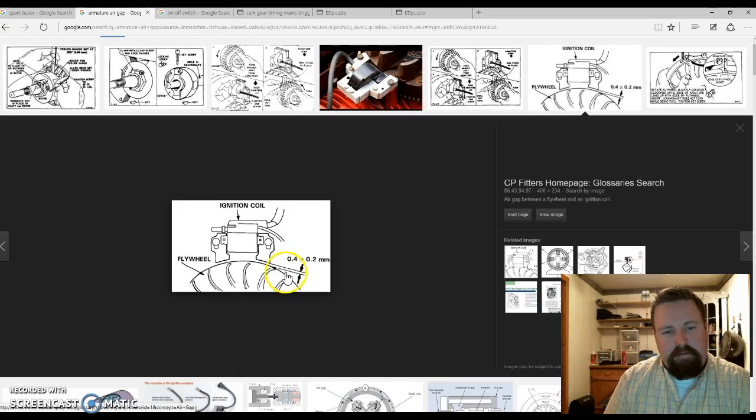If this gap is not the correct gap, you can cause problems and not be getting sufficient ignition or electricity to your spark plug. We adjust this or check it via a feeler gauge. Feeler gauges are flat strips of metal at certain thicknesses to determine the clearance between them. Some of them might be, in this situation, 0.2 to 0.4 millimeters. Each engine will have its own specifications according to the manual.